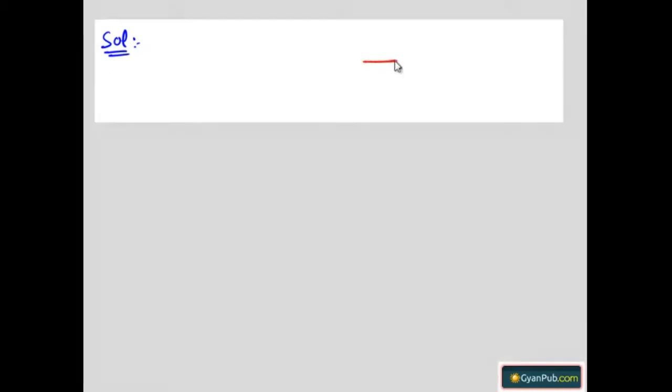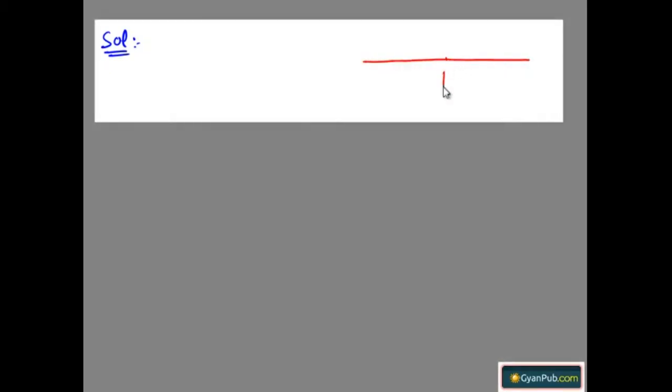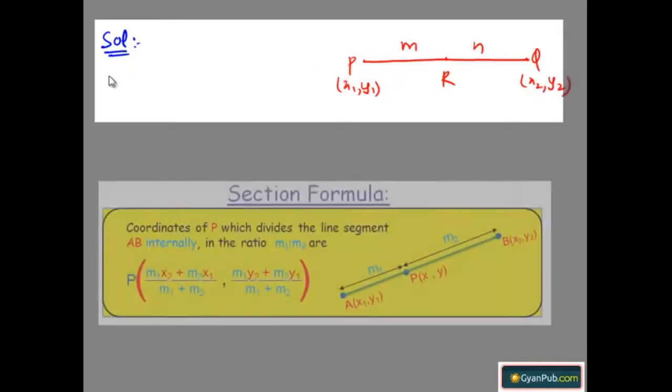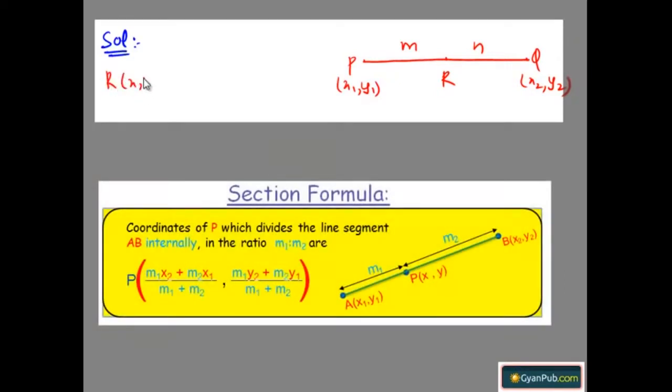We know that the coordinates of the point R, which divides the line joining P(x1, y1) and Q(x2, y2) in the ratio m:n internally, is given by R(x, y) equals ((mx2 plus nx1) whole divided by (m plus n), (my2 plus ny1) whole divided by (m plus n)).